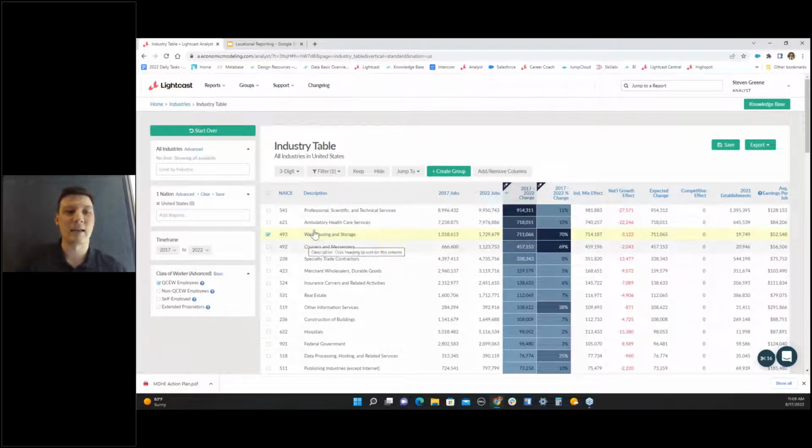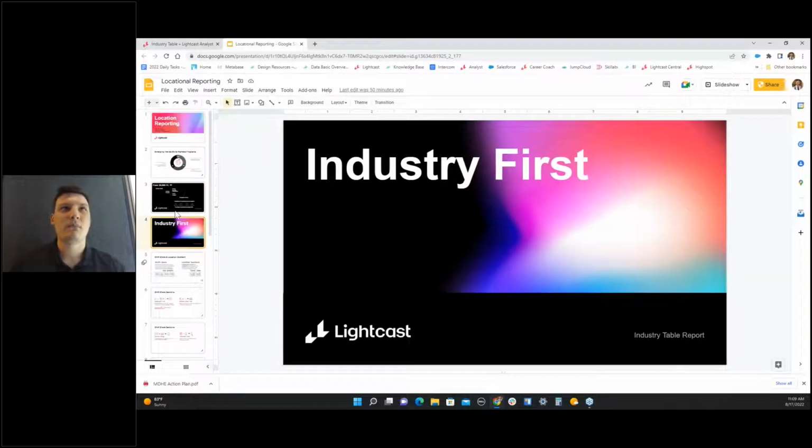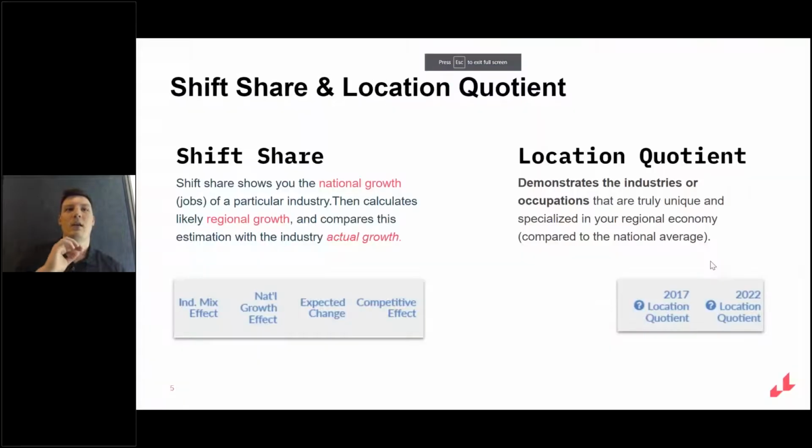So hopping back into the slide deck, let's see here. Go back into slideshow. So what we saw was a group of definitions called shift share. All that together is called shift share. Shift share, as it says, shows you the national growth of jobs of a particular industry, then calculates the likely regional growth, and then compares this estimation with the industry's actual growth. And I'll unpack what each of these columns mean in the next couple of slides.